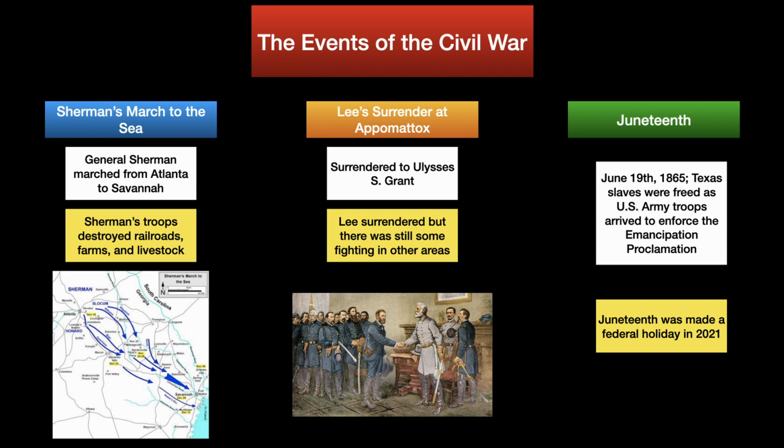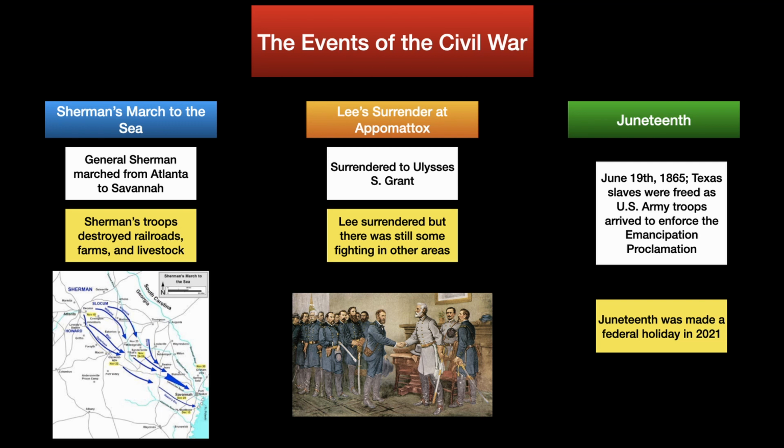So in the process of this march, Sherman's troops destroy railroads, farms, livestock, etc. Some people will say that he is a war criminal because they're targeting civilians and civilian property. But again, his idea is he wants the will of the Southern people to die off. He doesn't want them to want to fight. So the less they want to fight, the sooner the war will be over.